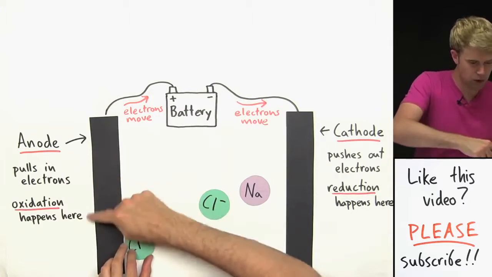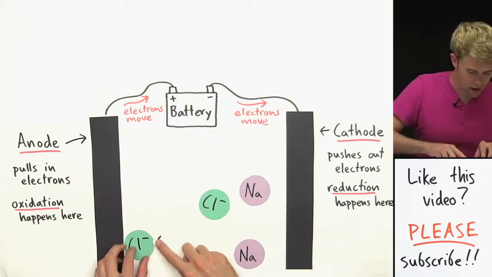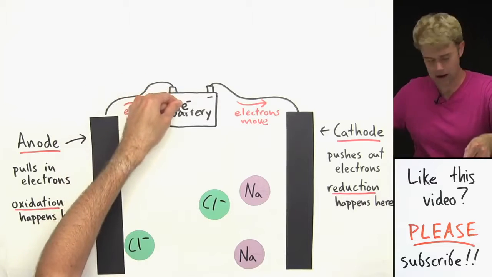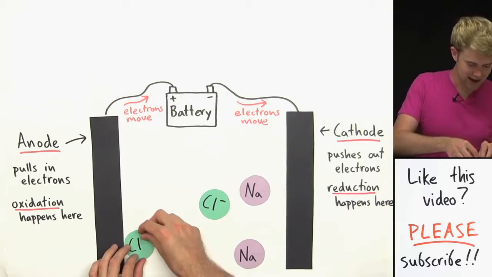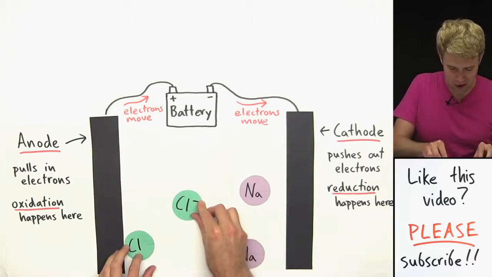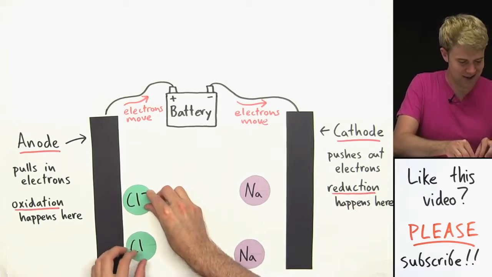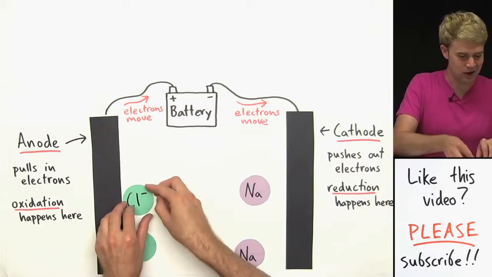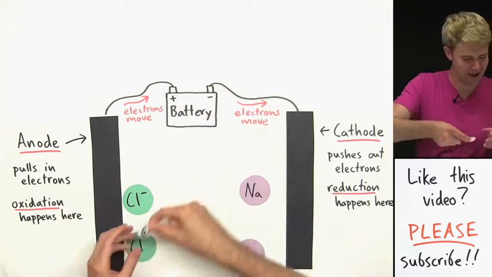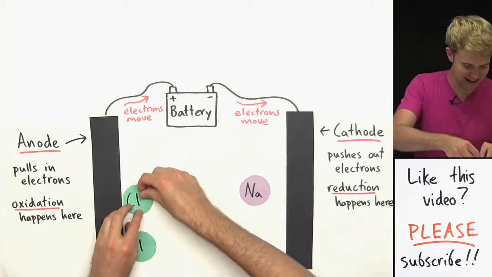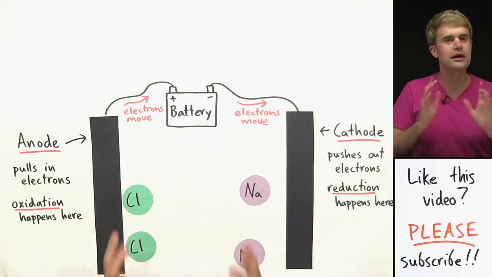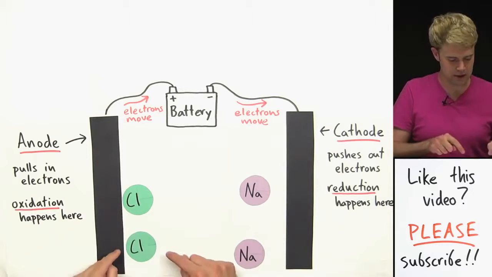And the anode is pulling in electrons, so one of the electrons from the Cl- is going to be pulled up towards the battery, and that is going to cause the negative charge to go away because it's lost one of its electrons. And then over here, this Cl- is also going to get attracted to the anode. It's going to lose one of its electrons. It's going to get pulled up here towards the battery, and that is going to cause this to lose its negative charge.